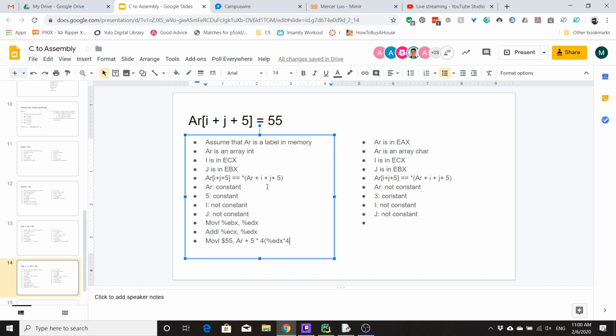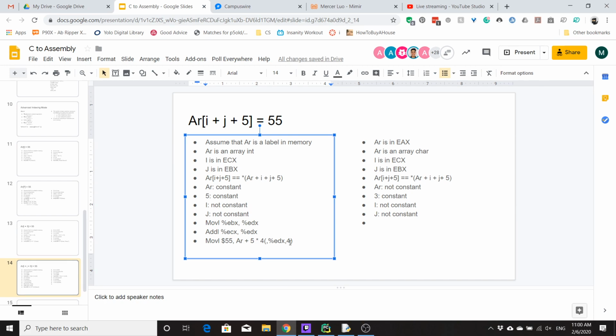So you can't write a register times a constant like that, right? We can do this type of thing because everybody over here is a constant expression. But if you want to do multiplication with registers, you literally have to use the multiplication instruction, which we'll talk about a little bit later. But we could do scale of 4, and that'll work.